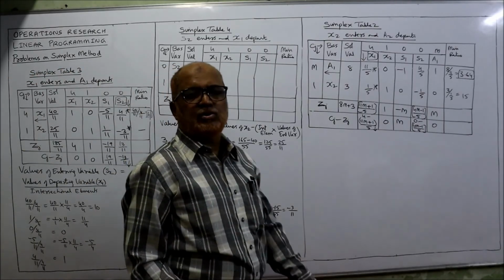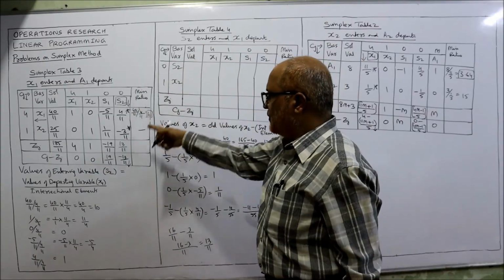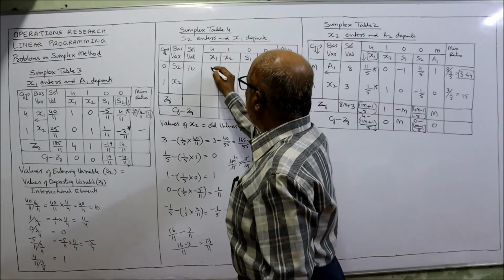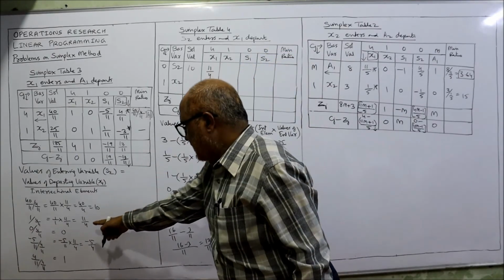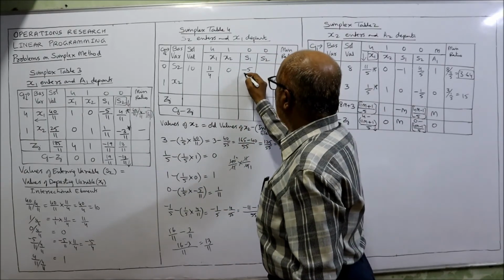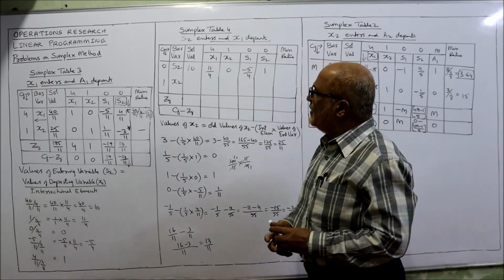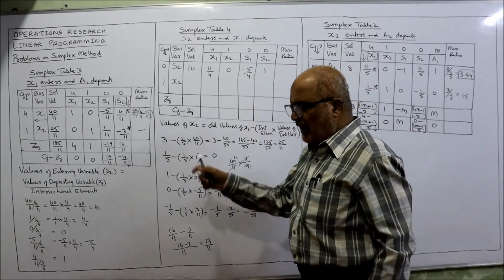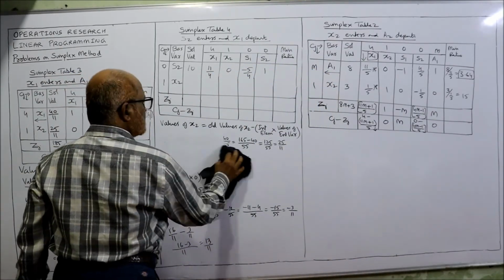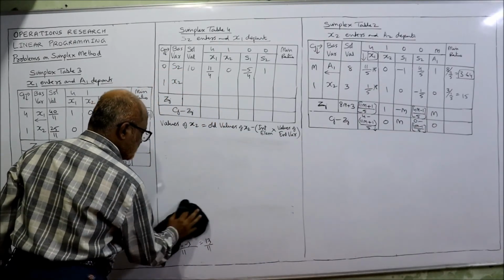So we got the values of the entering variable. The entering variable is S2, so the S2 values are 10, then 11 by 4, then 0, then minus 5 by 4, and lastly 1. That's all. Now we need the values of x2. The values of x2 we have to calculate now, so here I am going to calculate the values of x2.